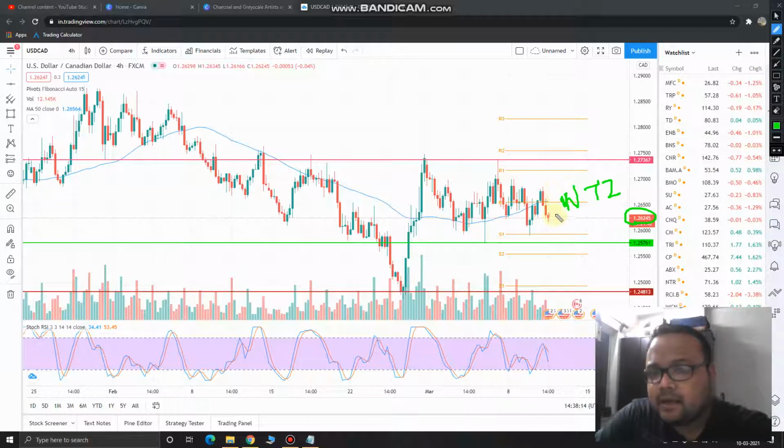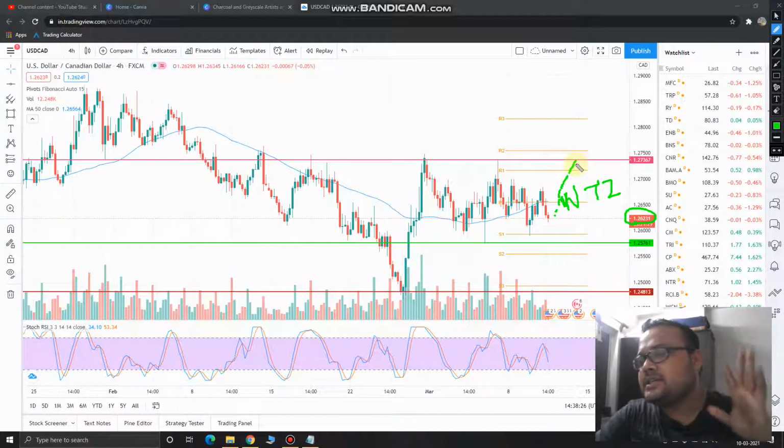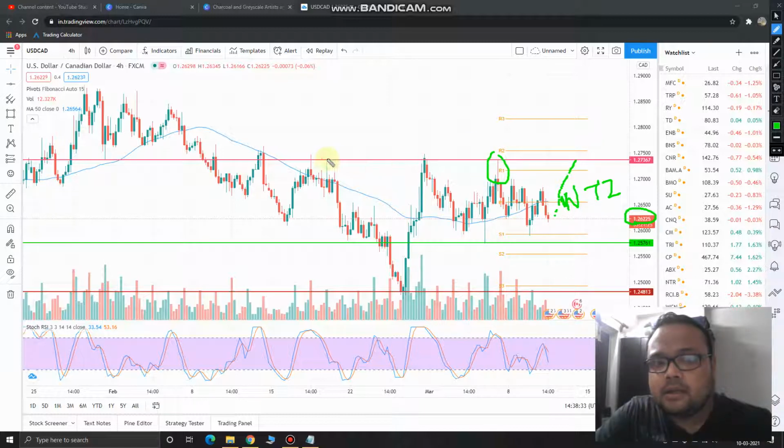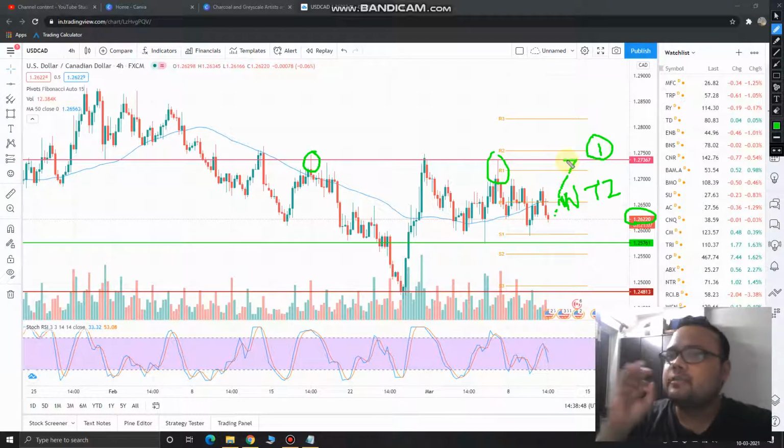In case market goes up from here and hits this resistance at 1.2736, and you see some price rejection from above like this, or a big bearish candle, you can short the market at this resistance. So this can be a first strategy. Wait for the market to hit this level. If you see some price rejection, short the market.